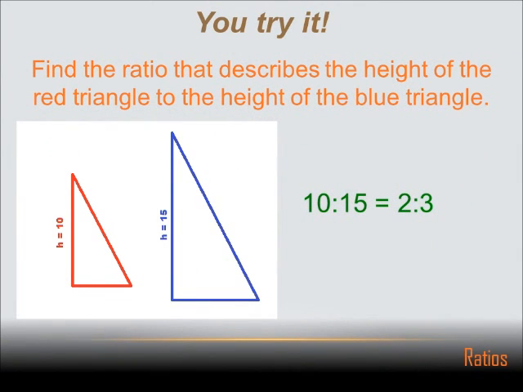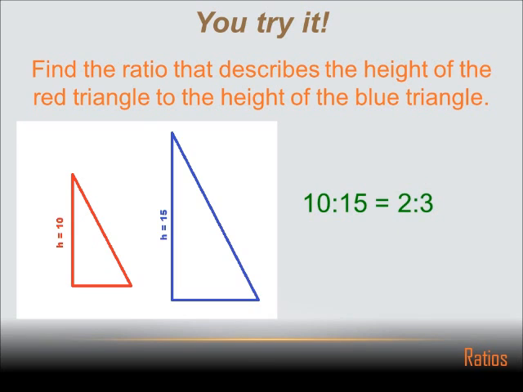This one's easy. We're just supposed to find the ratio that describes the height of the red triangle to the height of the blue triangle. Well, the height of the red triangle is 10, and the height of the blue triangle is 15, so the ratio is 10 to 15. And I can simplify that. The 10 I can reduce to 2 by dividing it by 5, and if I divide the 15 by 5, I get 3. So my ratio is 2 to 3.